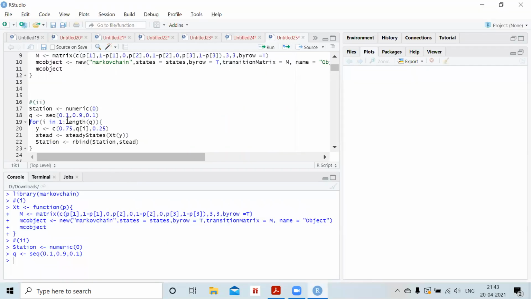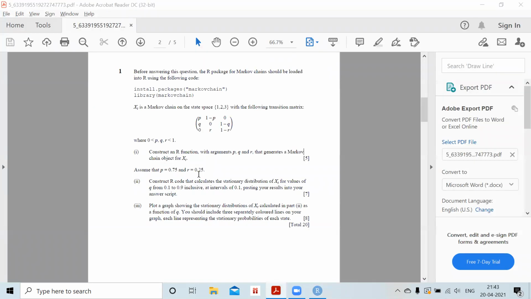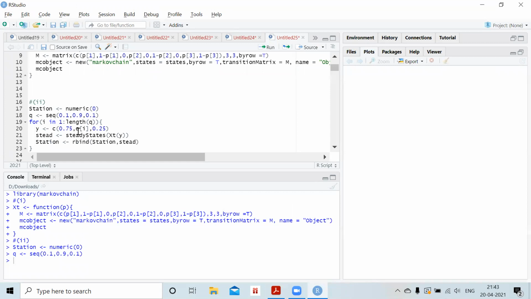So for i in 1 to length of Q, whatever the length of Q is, we have been given P is equal to 0.75 and R has been given to us as 0.25, and we know the values of Q are varying inside this. This is the loop which I have done. Inside the loop, I have created one object which is storing the steady states of the XT Markov chain object created there, at the values of Q.